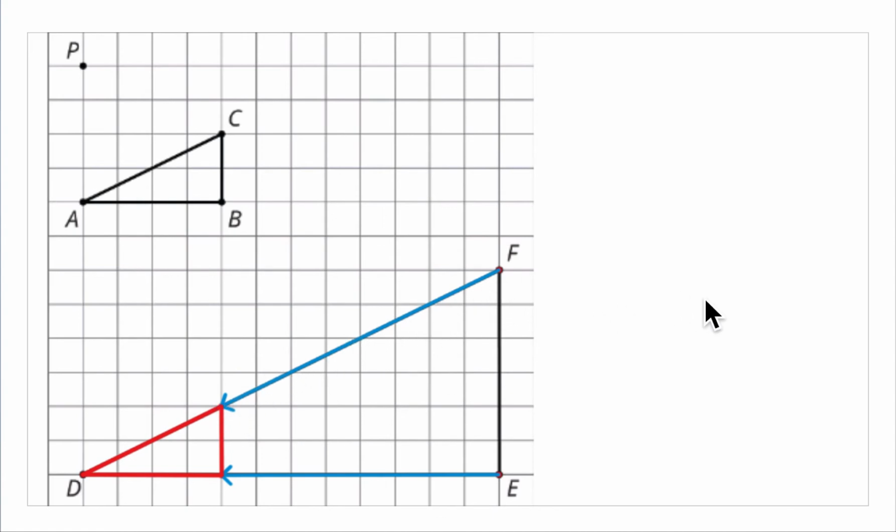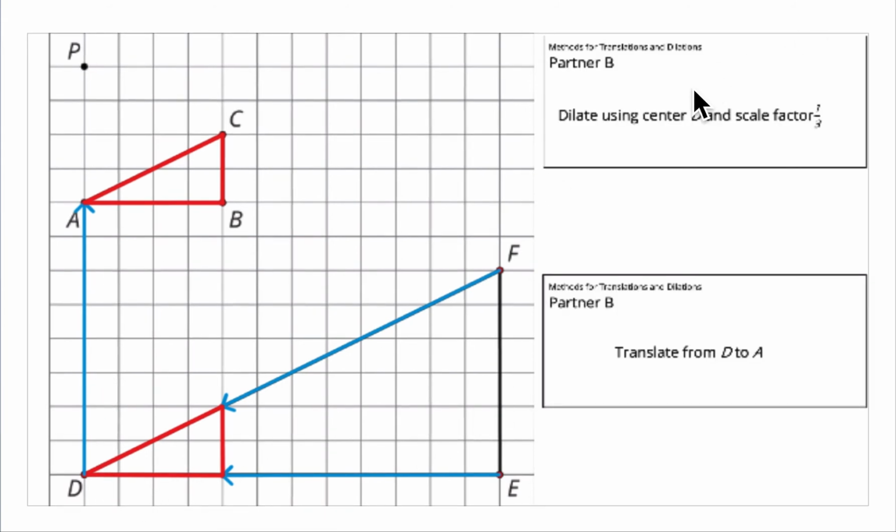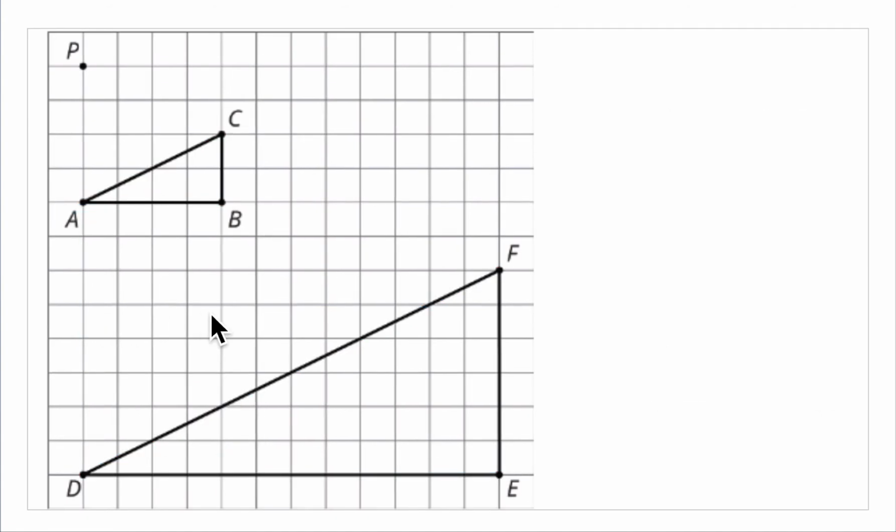So you're scaling this back using a scale factor of 1/3, and then translate that to A. So you're translating D to A. So this one's pretty clear. The center of dilation is D, the scale factor is 1/3, and then you're translating this triangle, DEF, to A. So dilate using center D and a scale factor 1/3, translate from D to A. So that one's pretty clear.